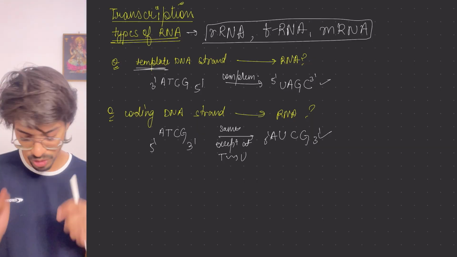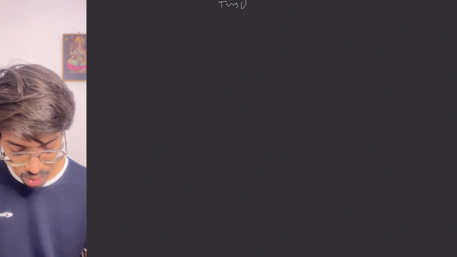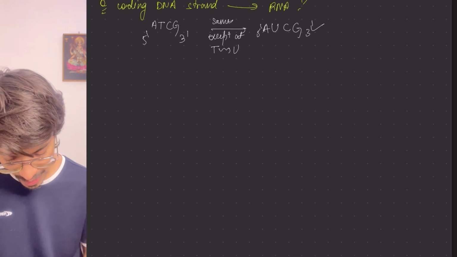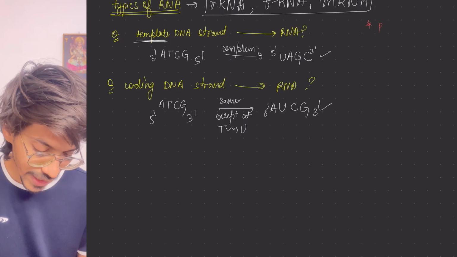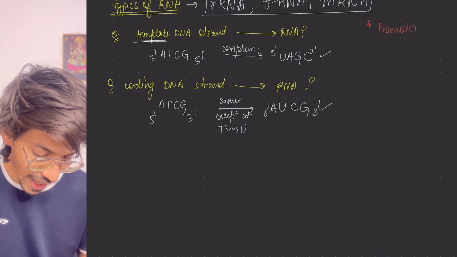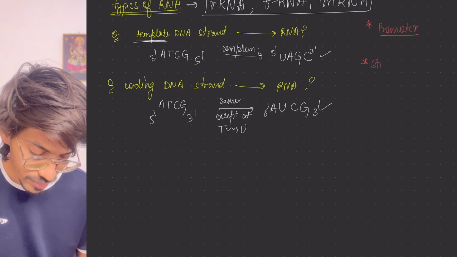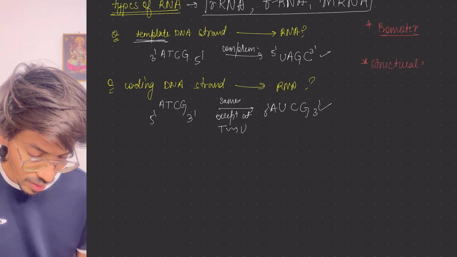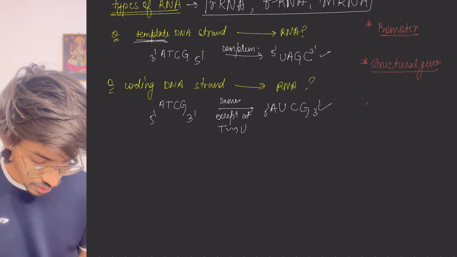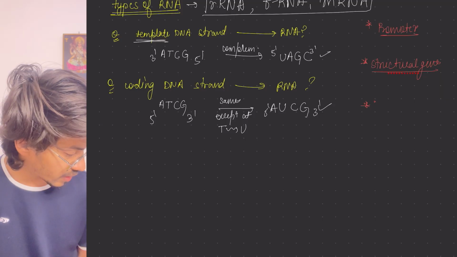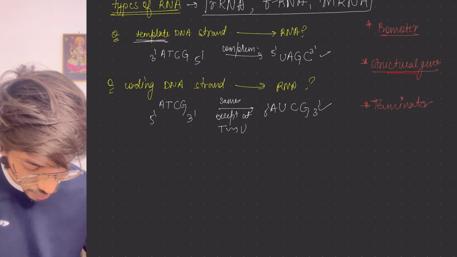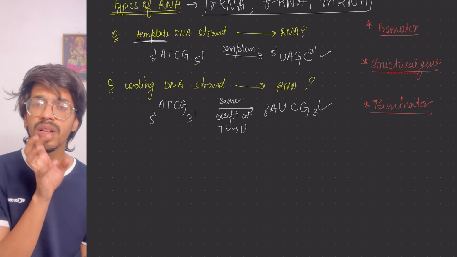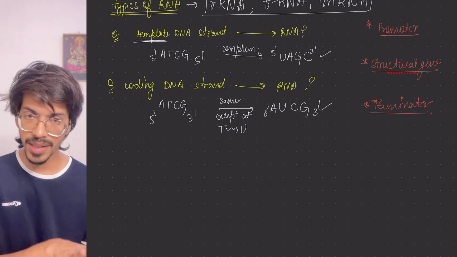Moving on to the major process. Now transcription has 3 units present. What are those 3 units? I am writing them over here. Number 1, it has a promoter site. It has a structural gene. And it has a terminator site.